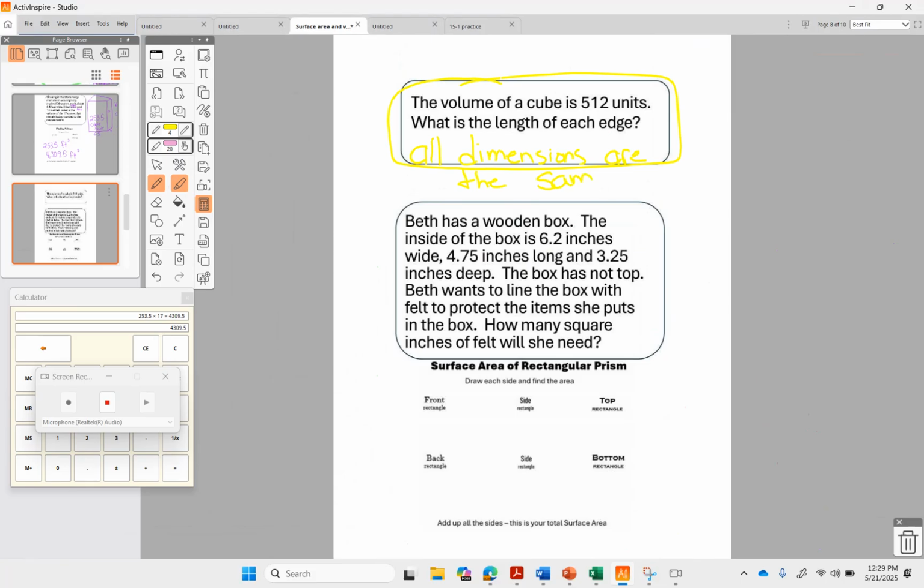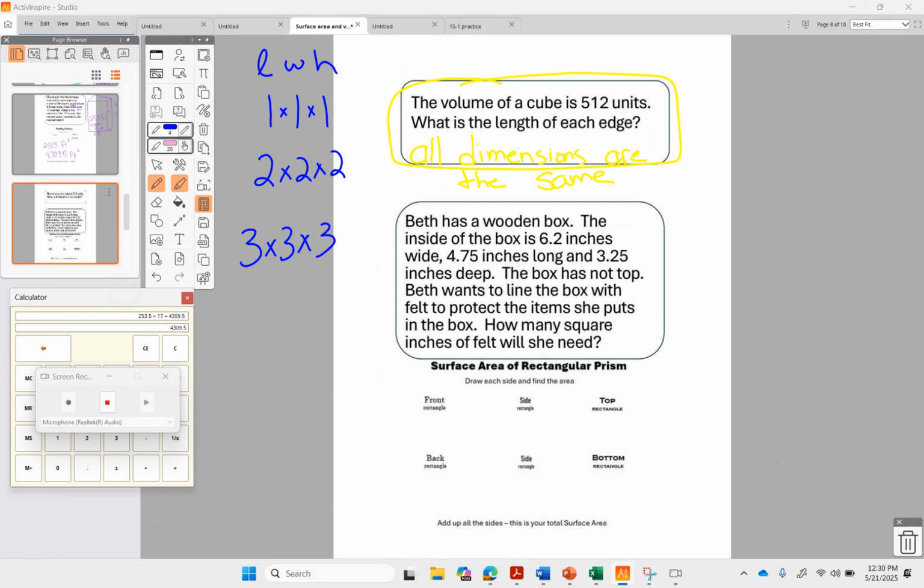All the dimensions are the same. So a cube is going to have dimensions of like 1 times 1 times 1. Length, width, height, all the same. 2 times 2 times 2. Okay? 3 times 3 times 3. I'm going to give you a hint. Just keep doing these till you get the answer.